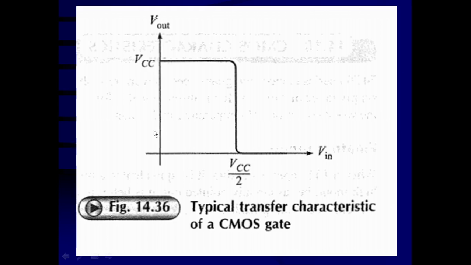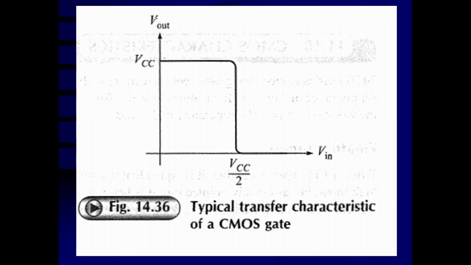So you can see that this graph is a typical transfer characteristic of the CMOS gate. On the x-axis we can change the input voltage, V in, and on the y-axis it is designated V out. When the input voltage is 0 volt, which is supposed to be the low state, then the output voltage is going to be in the high state, that is at least VCC voltage will be there.